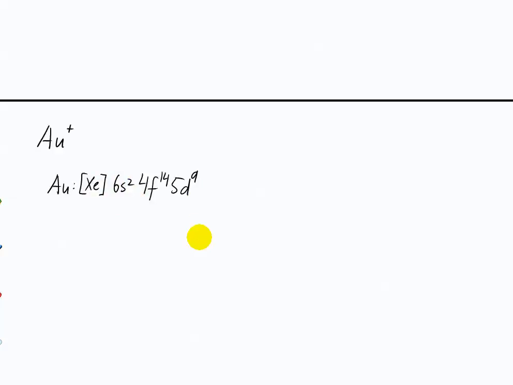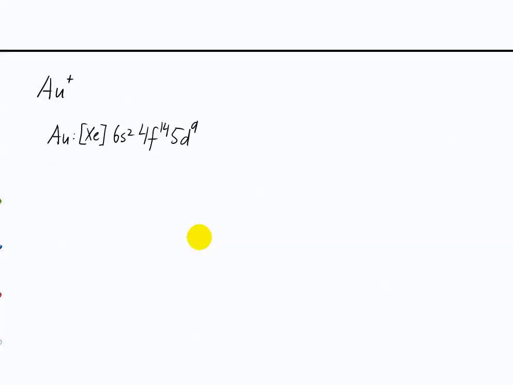But anyway, that doesn't matter here. Actually, it might. Because you can jump one down and make a 5d10, and remember the filled shells are especially stable, a better way to write this configuration is 6s1, 5d10. So if we remove one electron, where is that electron coming from? The 6s, because that's the outermost. So for gold plus, that one's gone.